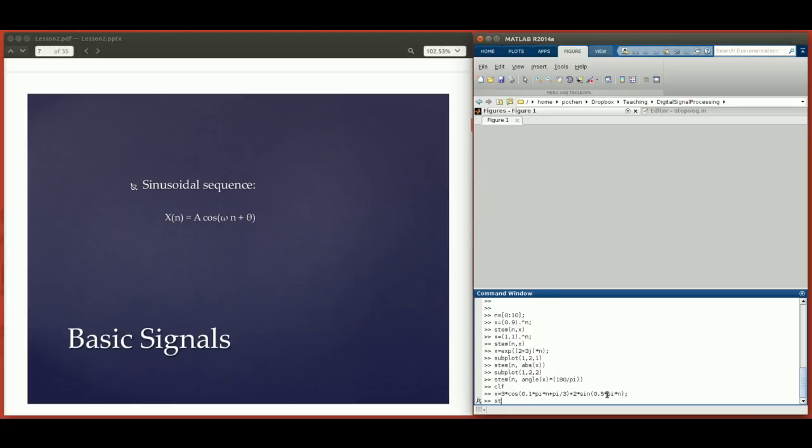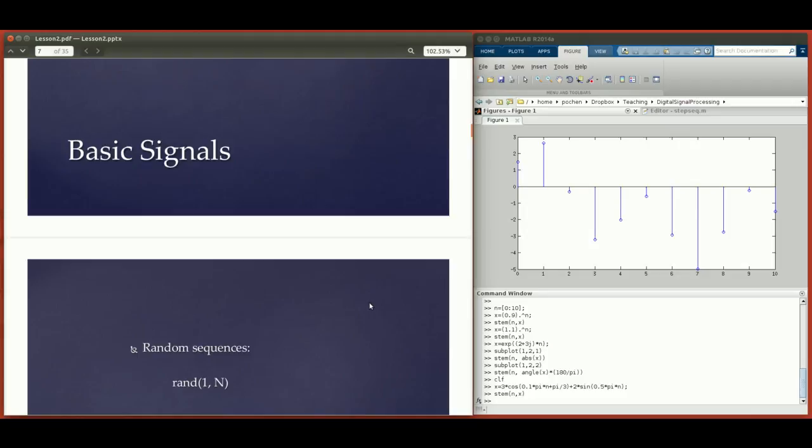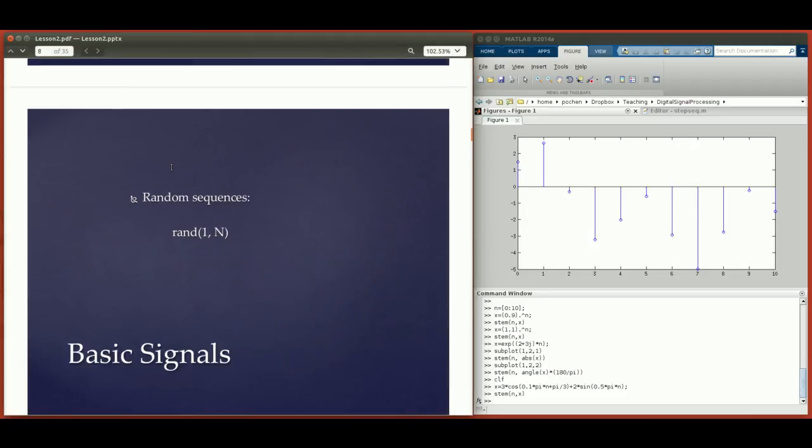So if I want to make a plot, stem n x, then it's going to look like that. It's quite complicated stuff, right? Positive and negative amplitudes, and bigger and smaller amplitudes oscillating around 0. So, random sequences.